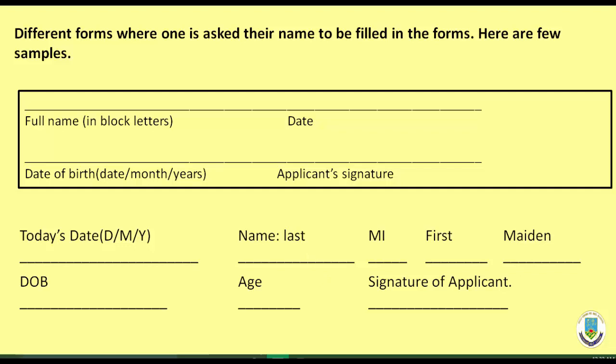I'm clear, isn't it? Date of birth. So you will write your date of birth here. Age, signature.